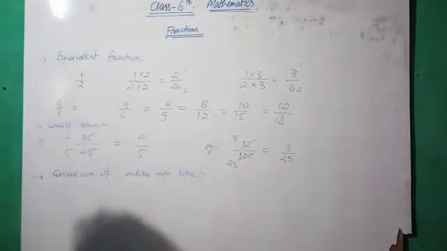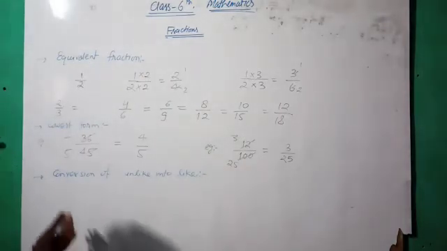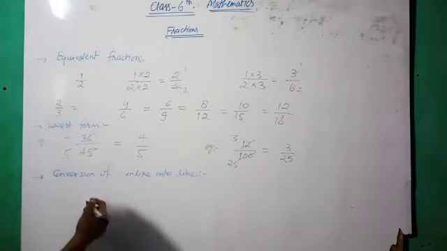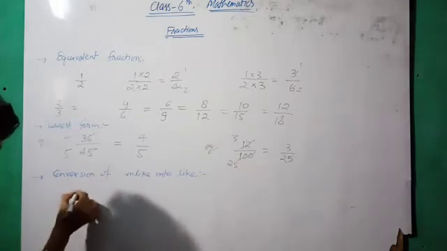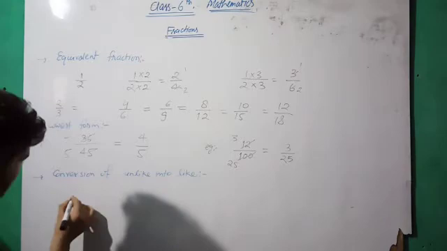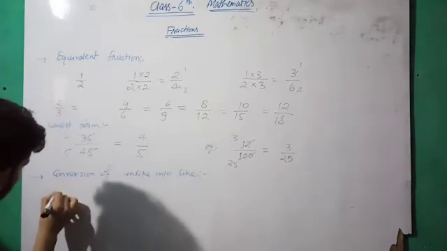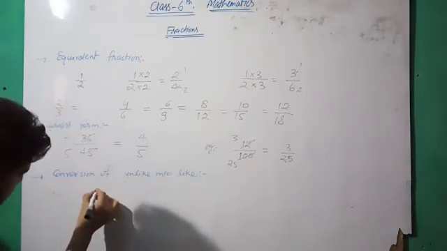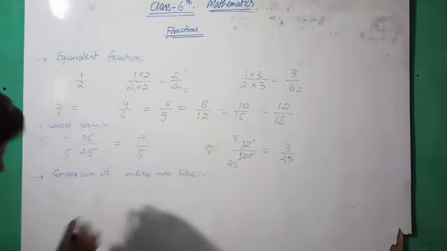Now the next one is conversion of unlike into like fractions. Conversion of unlike into like means we have to convert unlike fractions into like fractions. For example, we have two unlike fractions. 2 by 5. Sorry, 1 minute.